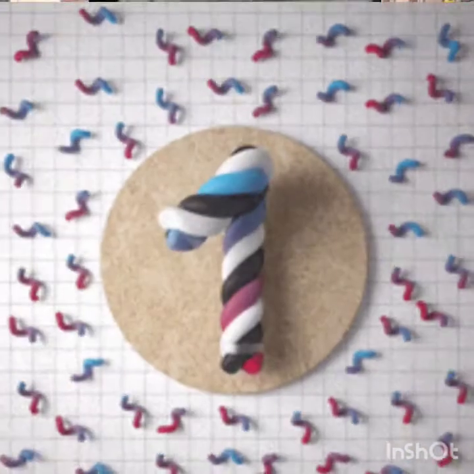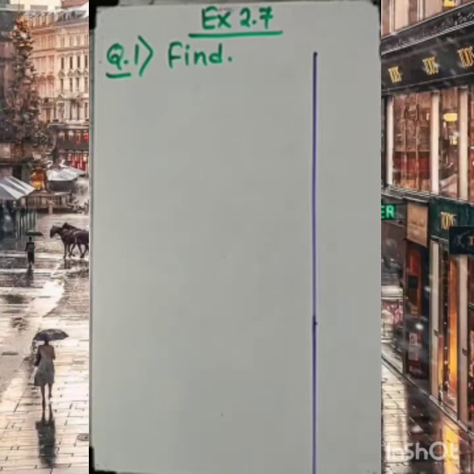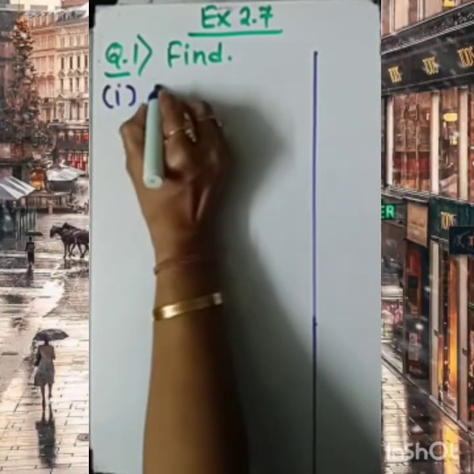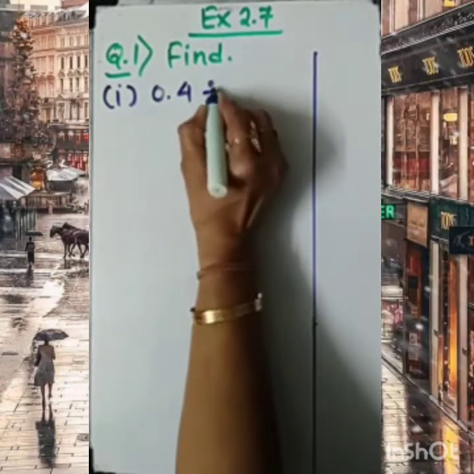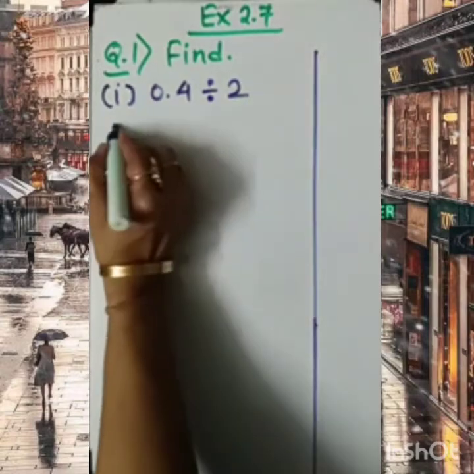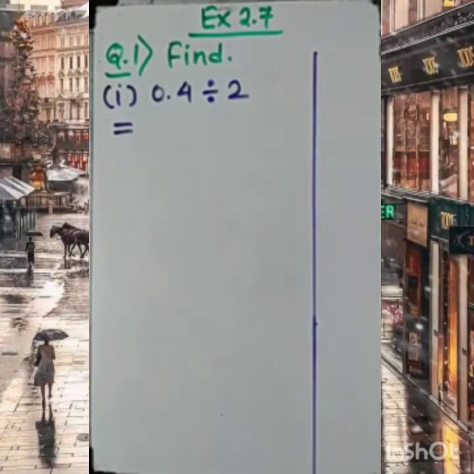0.7. Question 1 is find. Here, the first one is 0.4 divided by 2. So, what do we have to do with that? We know that we have to divide this by 2. So, we want to go with 0.4 divided by 2.